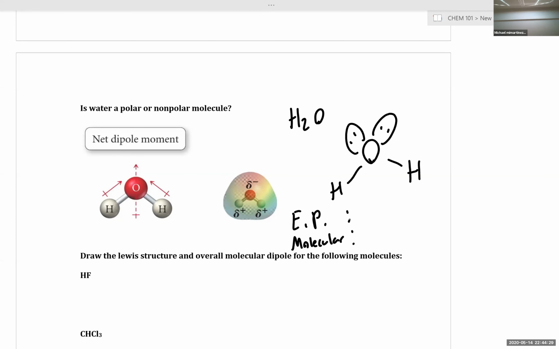So I see that we have four charged spheres, that's correct. And these consist of two bonds plus two lone pairs. Okay, so our electron pair geometry is tetrahedral. What about the molecular geometry? Because we have two lone pairs, what do we call our molecular geometry now?